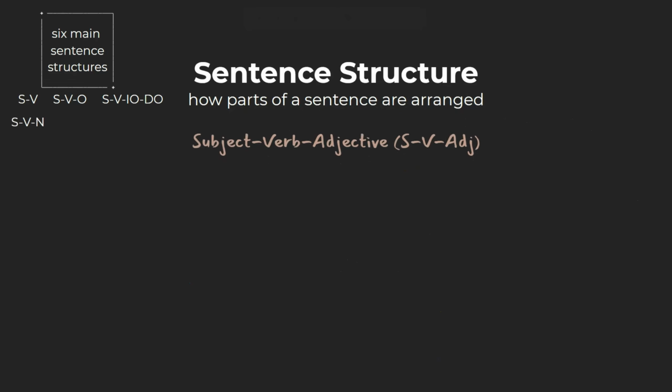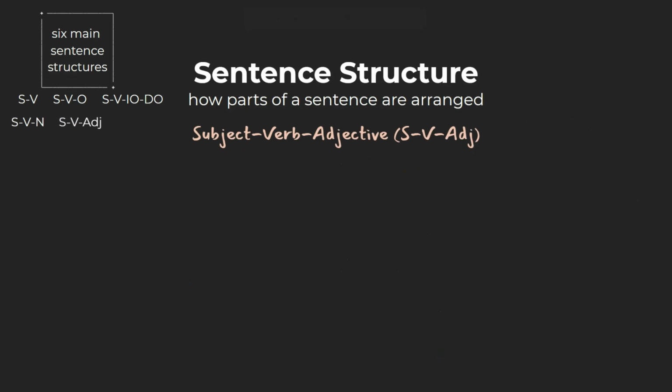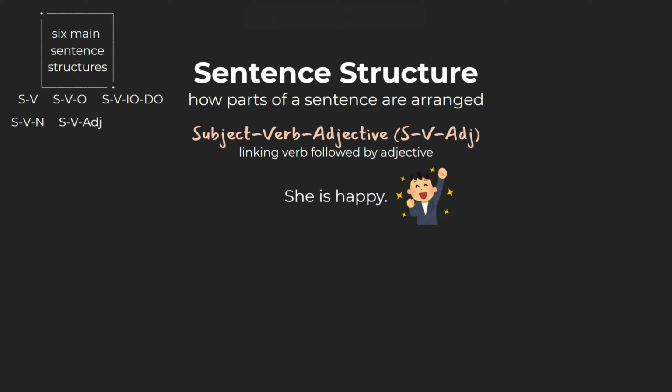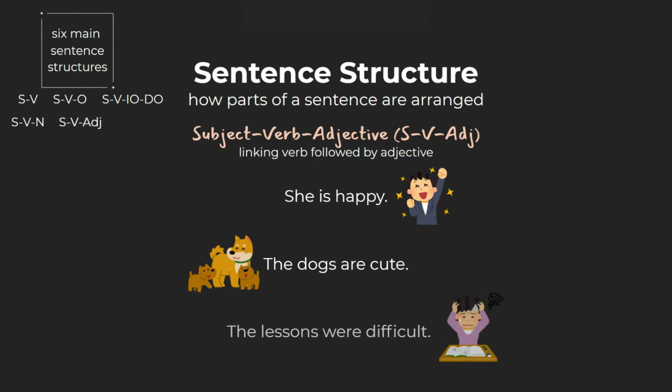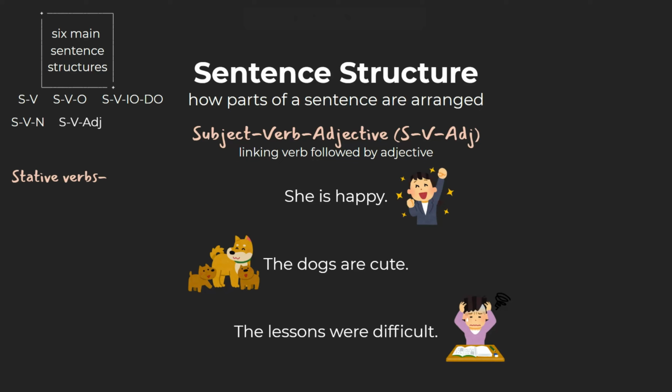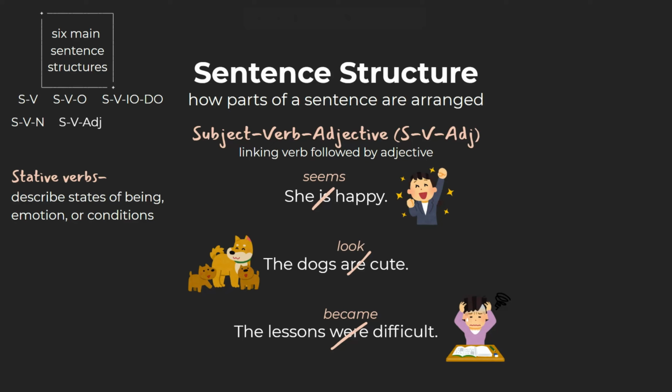Our next sentence structure is subject-verb-adjective, or SVADJ. This structure is very similar to subject-verb-noun, but this time the linking verb is followed by an adjective. For example, "She is happy," "The dogs are cute," or "The lessons were difficult." While the verb be in all of its forms is still the most common, there are other linking verbs used in this structure as well, known as stative verbs. These help to describe states of being, emotion, or conditions. For example, "She seems happy," "The dogs look cute," or "The lessons became difficult."